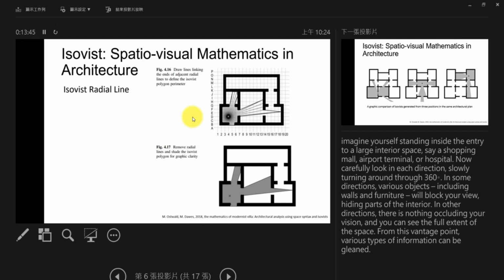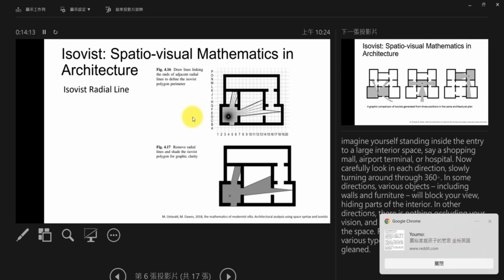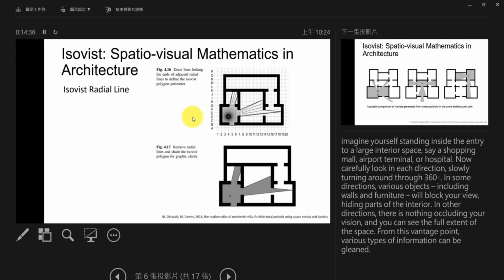And then how isovists are constructed is that you can look at the left upper diagram. It is drawn by imaginary lines to your barrier, and then drawing it as a polygon. Then it becomes the isovist view. The radial lines are also very important, since they can identify your visual distances from your standing point to your direction or your focal point.